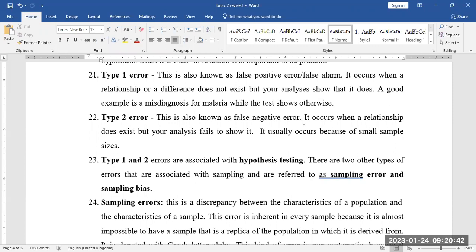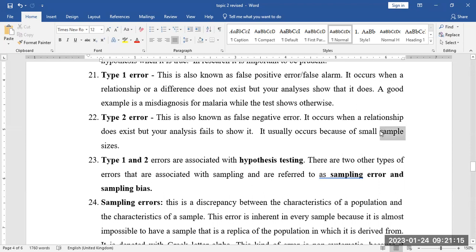It occurs when a relationship does exist, but when you do your analysis, it fails to show anything. It usually occurs because of a small sample size. Like when you pick a small sample, look, now we are using the terms that we are learning properly. We have now started using them.